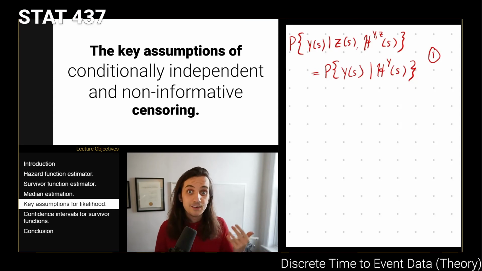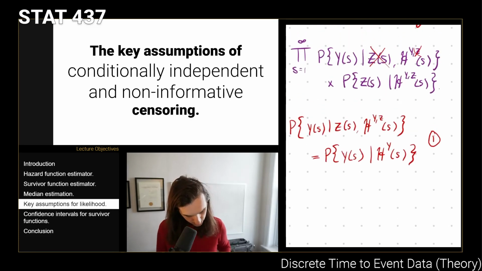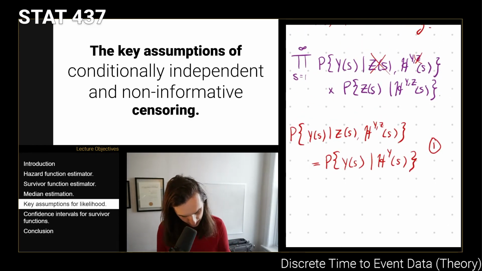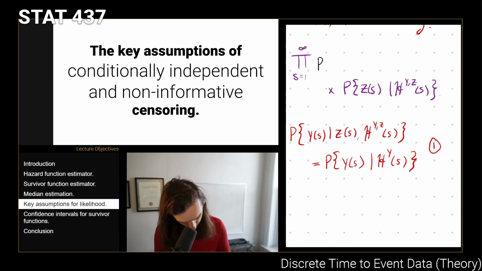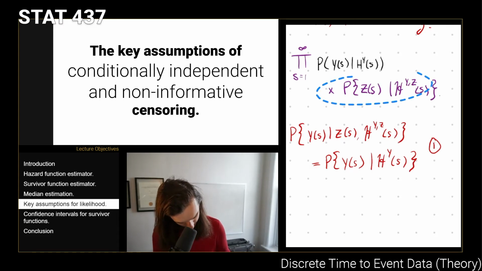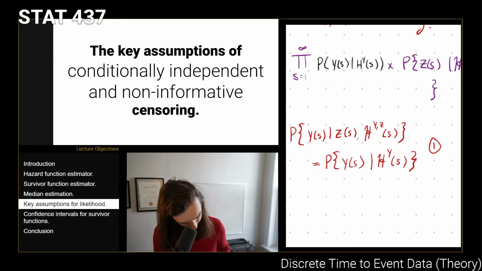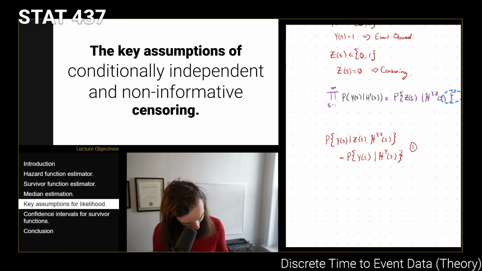If you can't say that, there's one other thing that we like to do, and this is going to help with our efficiency. Just to clarify how we've already managed to simplify this likelihood slightly: under the assumption of conditionally independent censoring, we can remove this first term, and then we write in just the probability of ys given this history of y. We've made this quite a lot simpler, and it's nicer to work with.